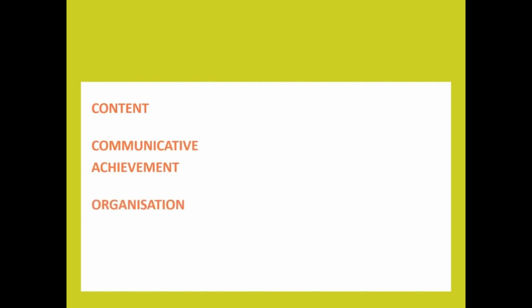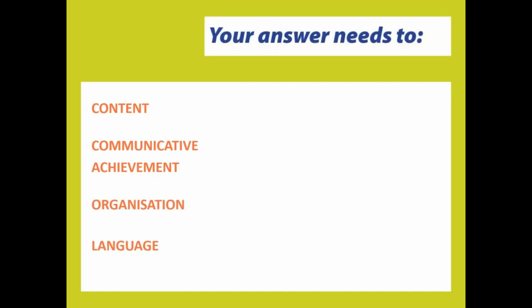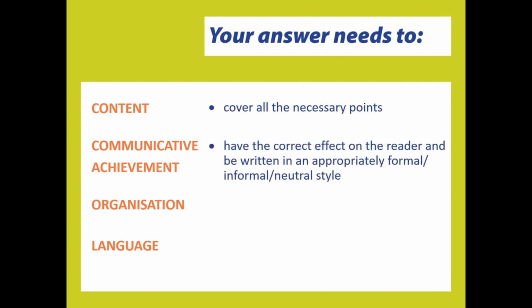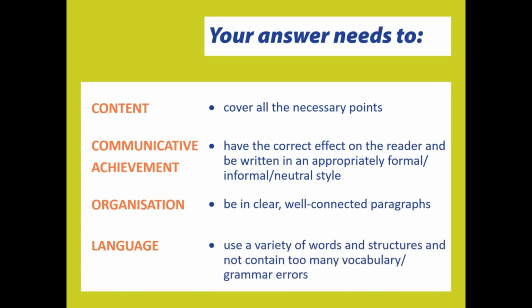Your answer will be marked from 0 to 5 in each of the following areas: content, communicative achievement, organisation, and language. This means that your answer needs to cover all the necessary points, have the correct effect on the reader and be written in an appropriately formal, informal or neutral style, be in clear, well-connected paragraphs, and use a variety of words and structures and not contain too many vocabulary or grammar errors.